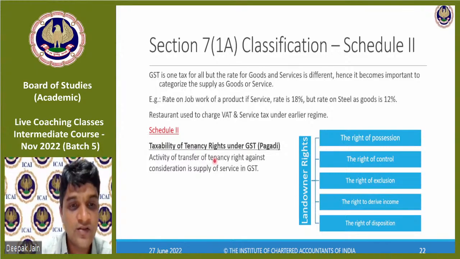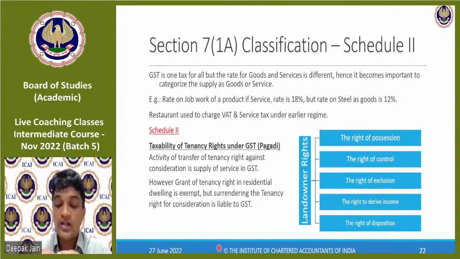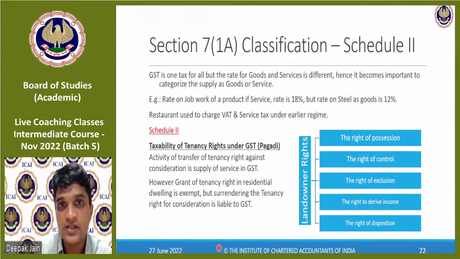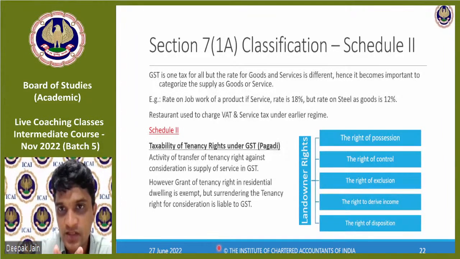The activity of transfer of tenancy right against consideration is a supply of service in GST. However, grant of tenancy right in residential dwelling is exempted. But we should know that under GST, any rent we collect for commercial businesses is liable to GST, but collection of rent for residential purposes is exempted. Any rent which I collect for residential purposes is exempt from GST.